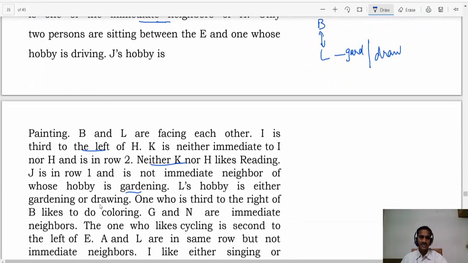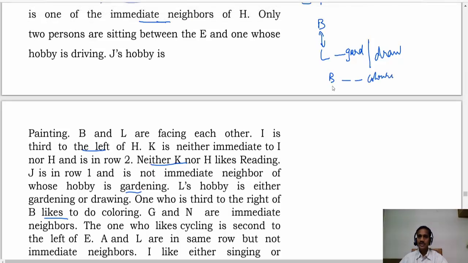And L's hobby is drawing. The one who is third to the right of B likes coloring. And G and N are immediate neighbors, adjacent to each other.